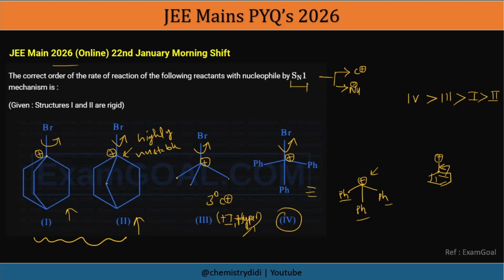I hope you know this thing: the carbocation on a bridgehead carbon is really unstable, and Bredt's rule will be there. So I hope you know all those things. This is a bit of an easy question, but people might get confused over these two structures, I think. Okay, so yeah, that's it.